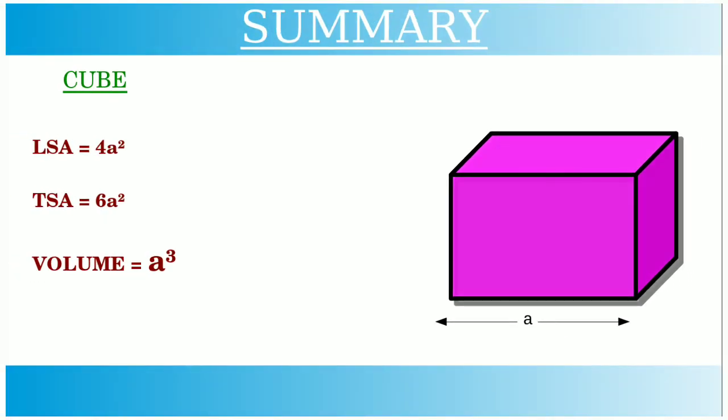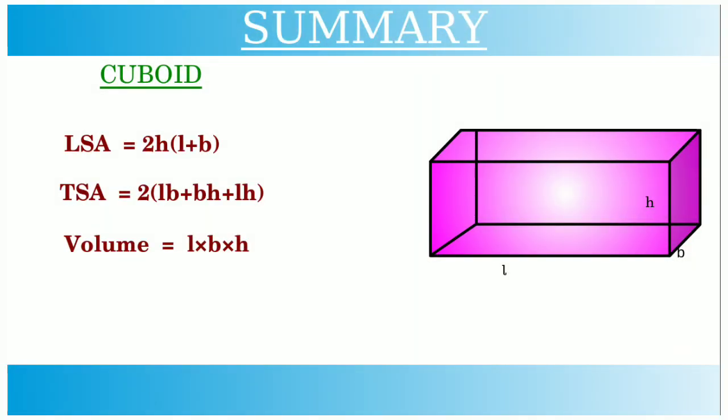Today we discuss lateral surface area of a cube, total surface area of a cube and volume of a cube. Then cuboid: lateral surface area of a cuboid is 2h into L plus B. Total surface area of a cuboid is 2 into LB plus BH plus LH. And volume of cuboid is equal to length into breadth into height.